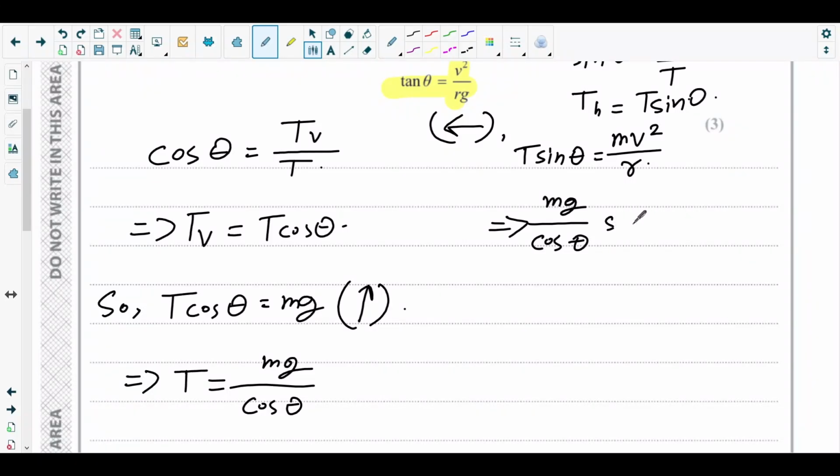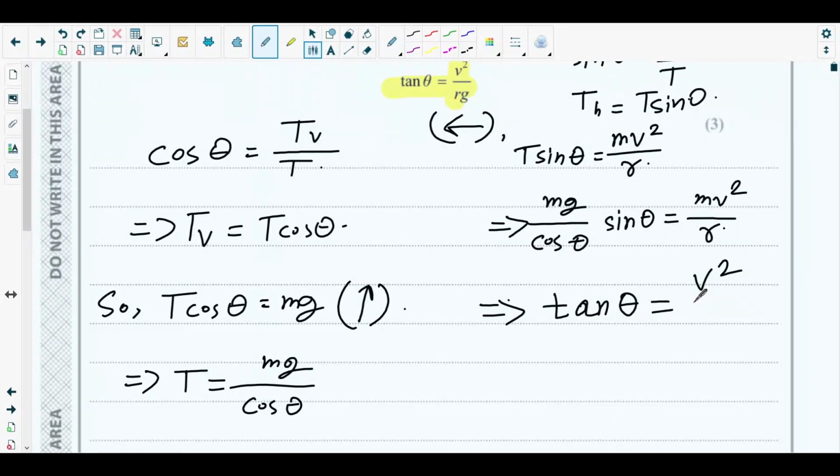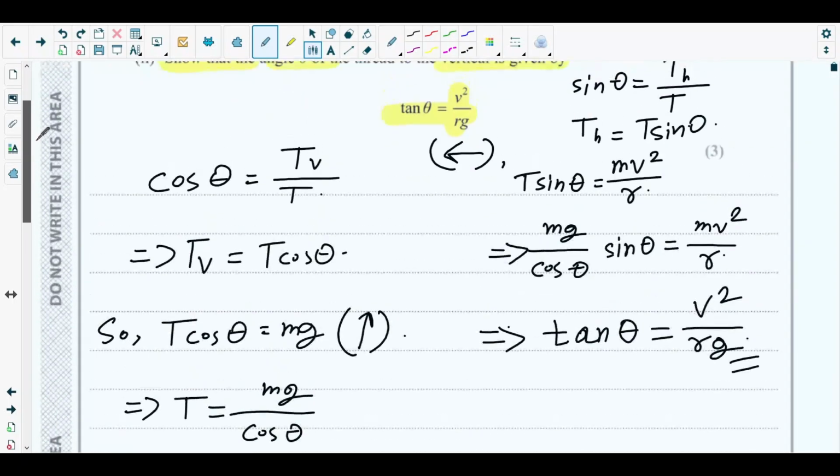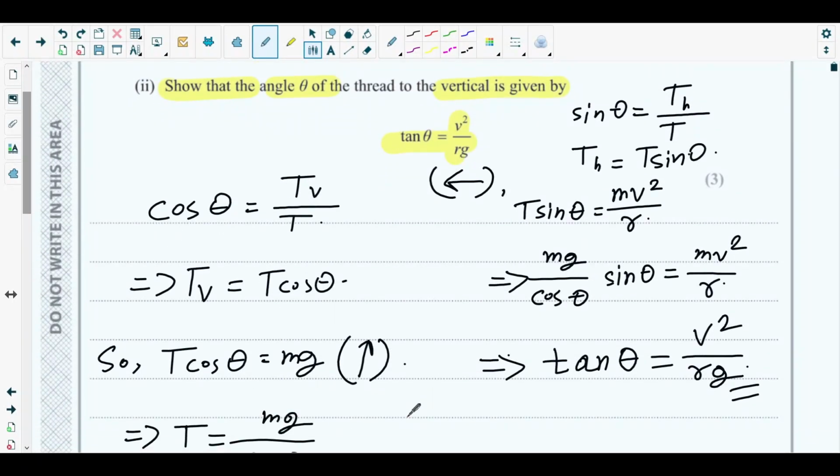So mg over cos theta times sin theta equals mv squared over r. The m cancels out from both sides, and sin theta over cos theta is tan theta. So tan theta equals v squared over rg. That's what part 2 of question B has asked for.